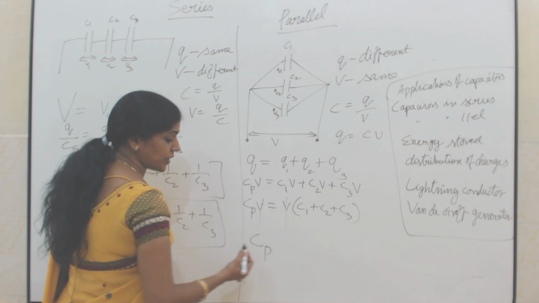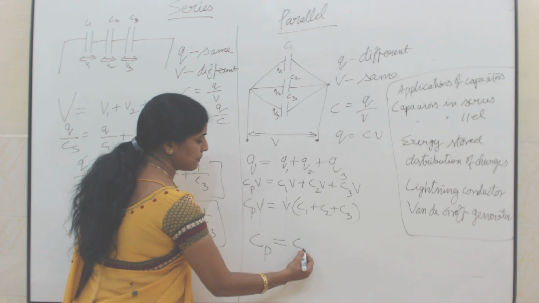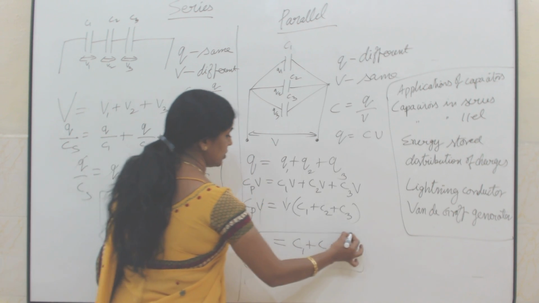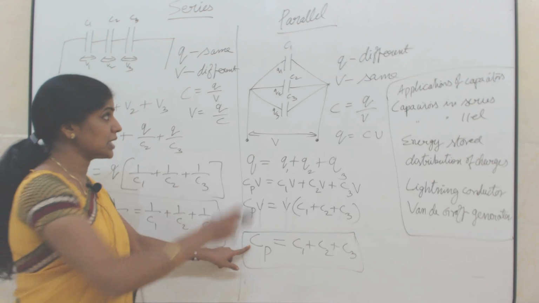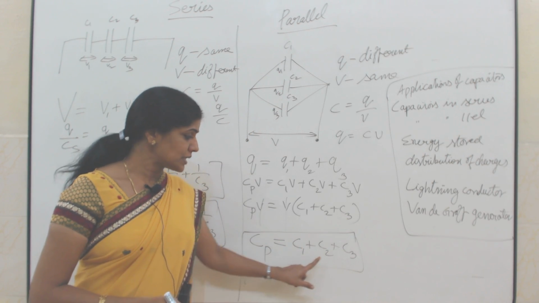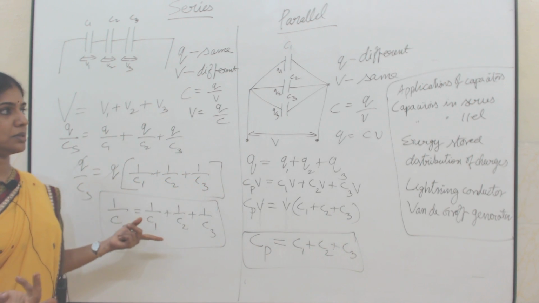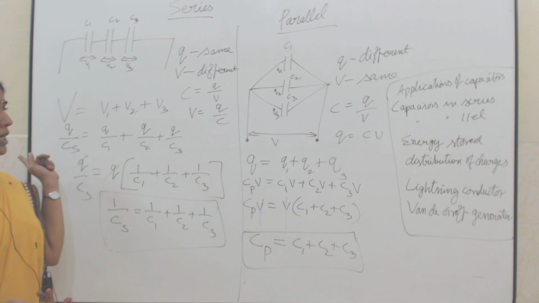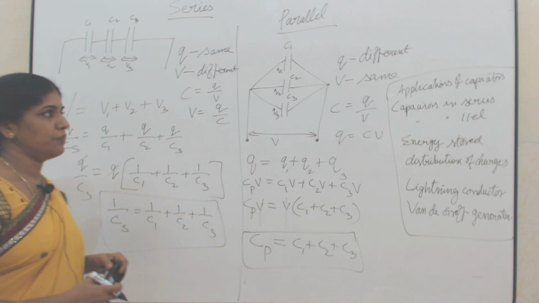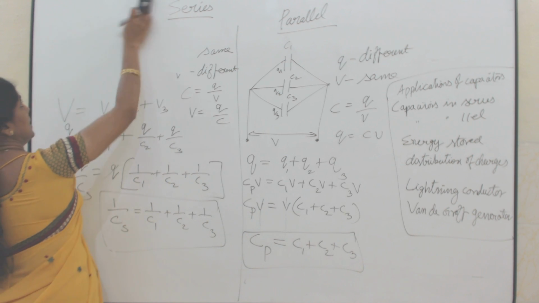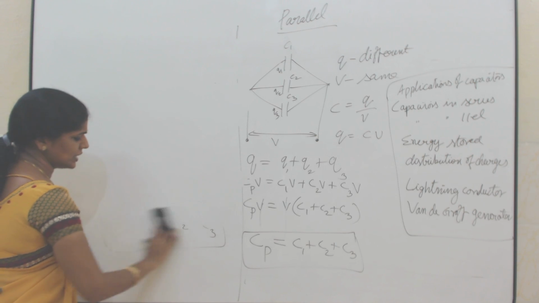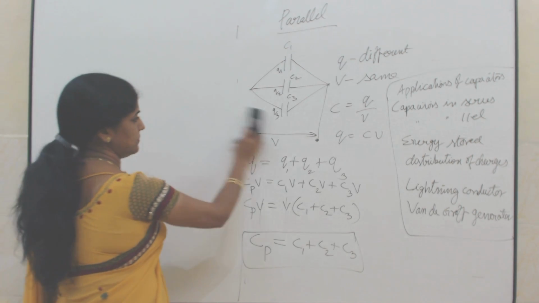So, what is that? Effective capacitance. It is equal to the sum of the capacitances of the individual capacitors. So, the effective capacitance when the capacitors are connected in parallel is equal to the sum of the capacitances of the individual capacitors. In this way I can find the effective capacitance when capacitors are connected in series and in parallel. Already we have seen in a capacitor how the charges are stored, the different methods of storing the charges, the properties and all.